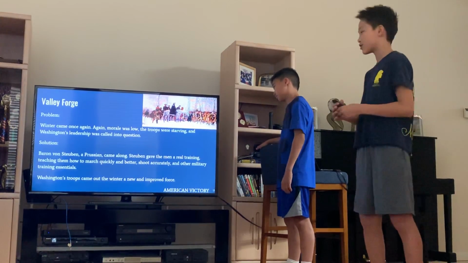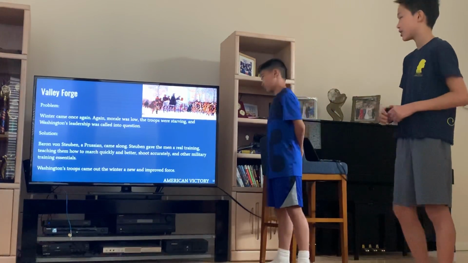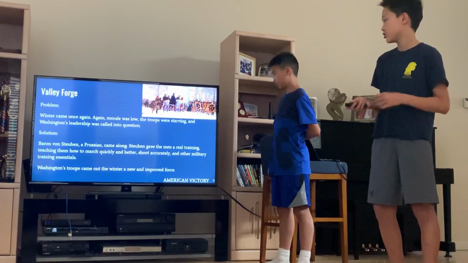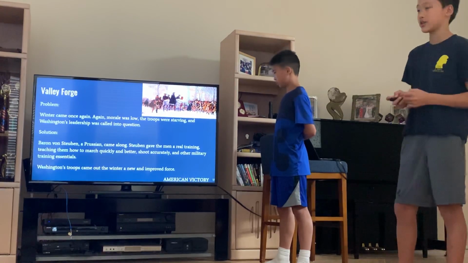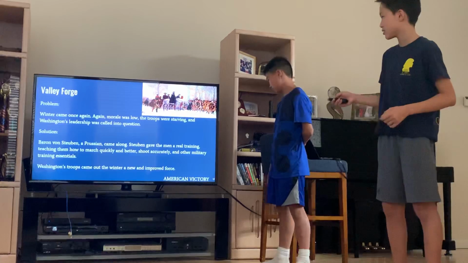He gave the men a real training, and he taught the men how to march quickly and better, shoot accurately, and other military training essentials. They came out of the winter a new and improved force. It was an American victory.